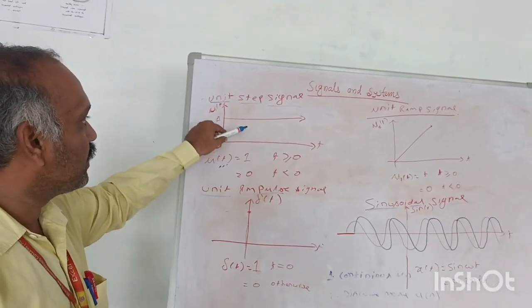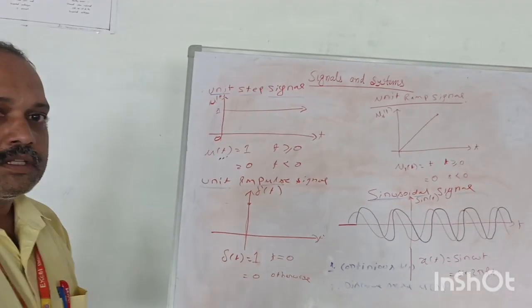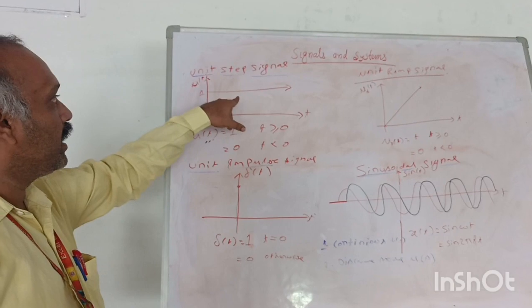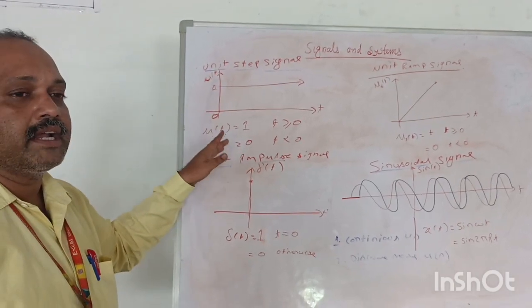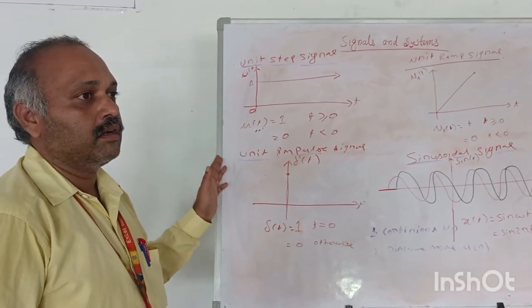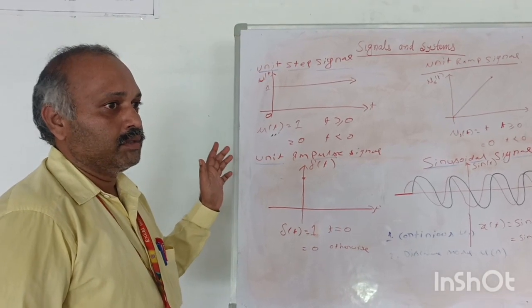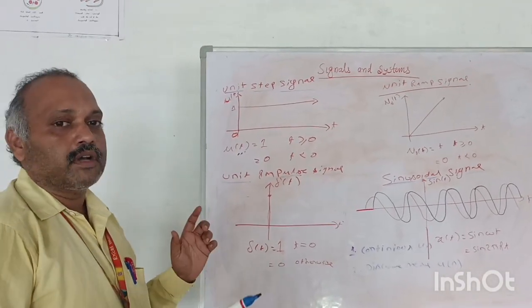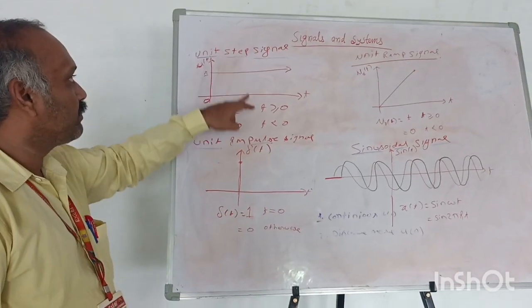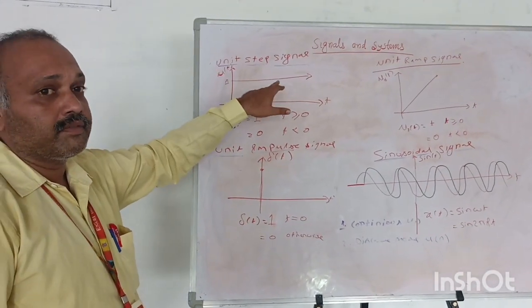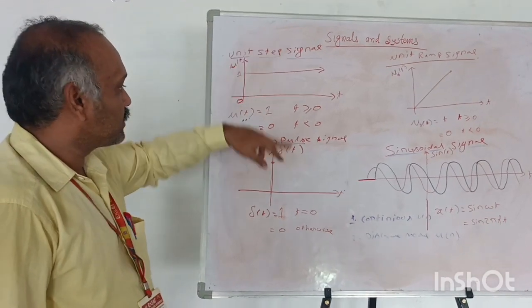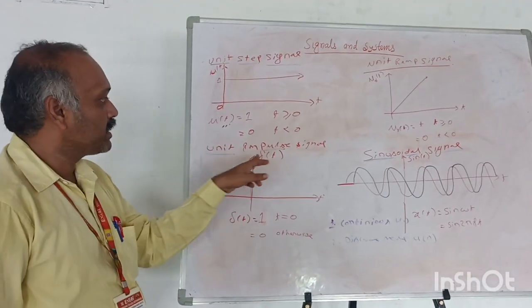And what is the significance of this unit step signal? You can use it as a basic test signal for any kind of system, or you can decompose any complex signal in terms of elementary signals. Out of those, this signal plays a significant role. And the next signal is what we call the unit impulse signal.